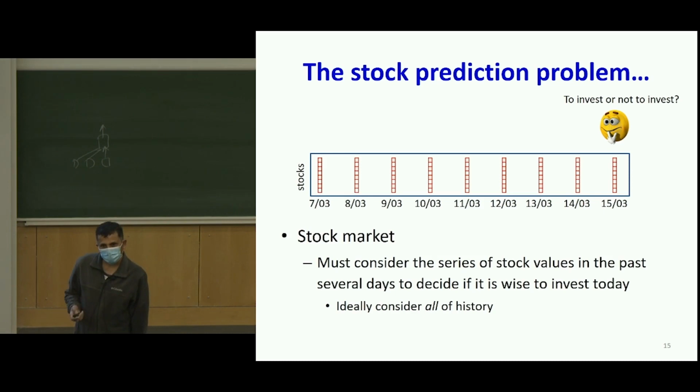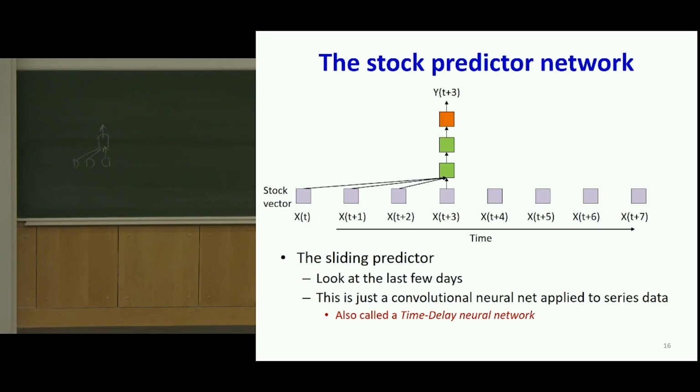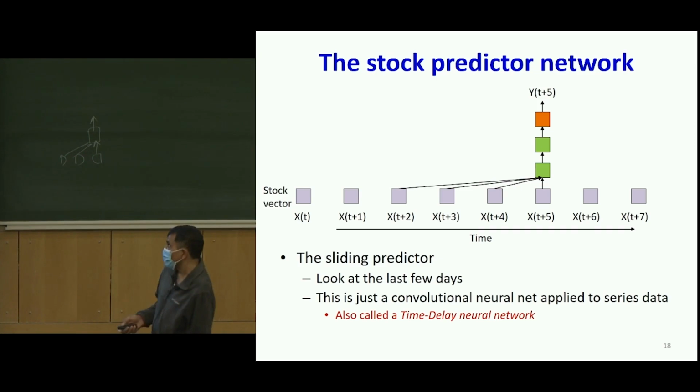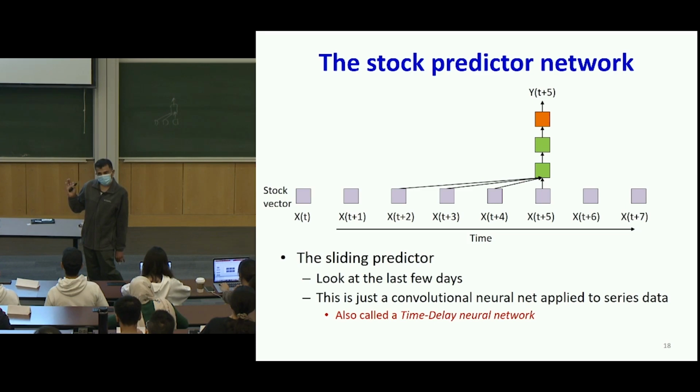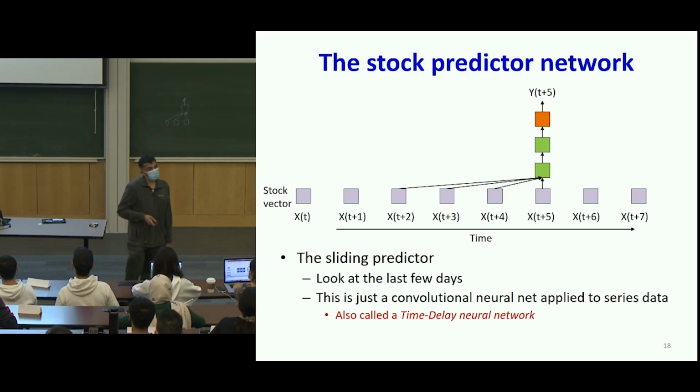So here's what you'd do. You'd have a sliding predictor. You're going to look at the past few days. This is a convolutional network, right? Scanning for patterns. This is what we saw several classes ago. So each day you'd be looking back at the past several days and making a prediction. Now this is just scanning in one dimension. What kind of convolutional network was this, Ben? It's a 1D CNN, right? It's also what we call a time delay neural network. So this is how we'd make our predictions.